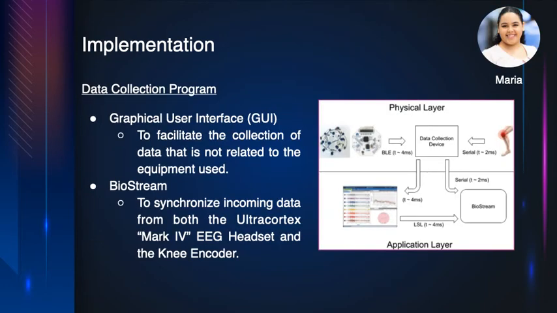The team has developed a graphical user interface to facilitate the data collection process. In this interface, the researcher will be able to enter relevant information that can help to better classify the intention of movement. The information collected cannot be used to identify a person. A program we call BioStream has also been developed, which is responsible for synchronizing the data from the helmet and the knee encoder.